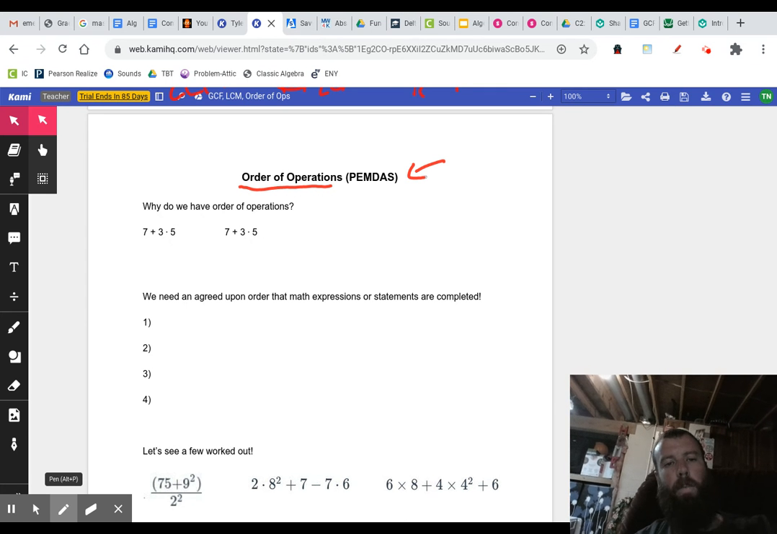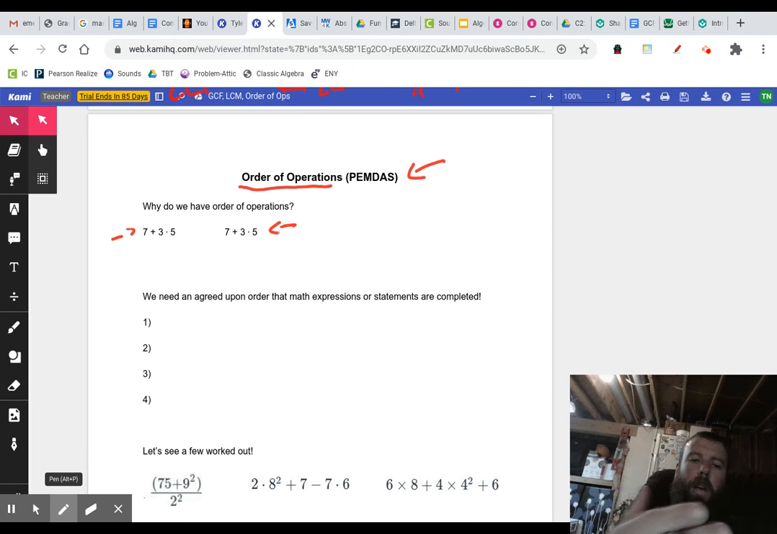So think about this problem I have here on the left and on the right. I have the same exact problem, right? If I asked you to do 7 plus 3 times 5, you might already have an answer in your head. I didn't pick a very challenging problem here. Let's figure out what that is. If I do 7 plus 3 is 10, times 5, right? What's 10 times 5? 10 times 5 is 50, right?